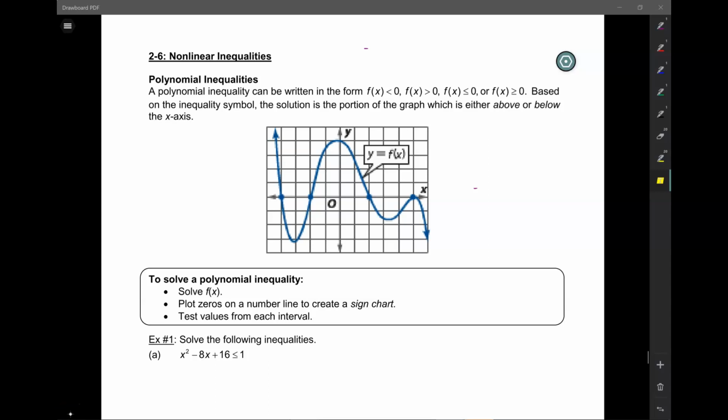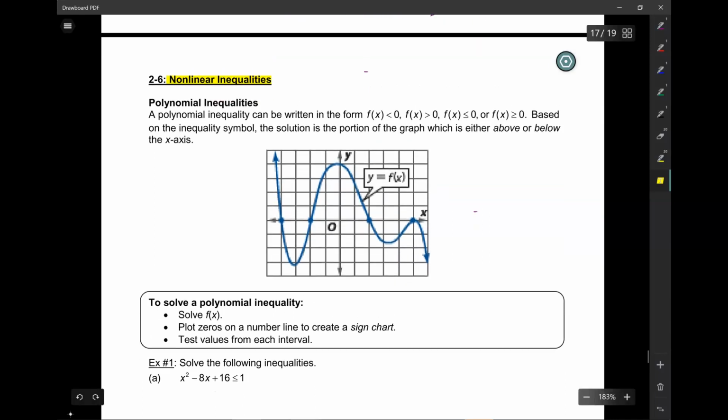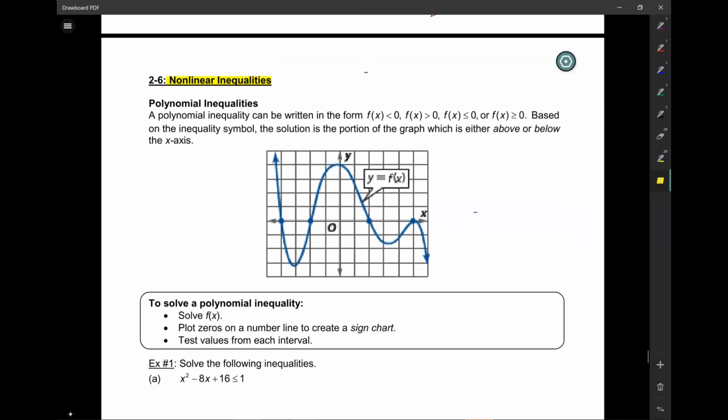Hey guys, so today we're going to talk about nonlinear inequalities. So we can write polynomial inequalities, and they look like this, where you have f of x is greater than 0, less than 0, or less than or equal to 0, and so on. So let's just take one of those and see what that means.